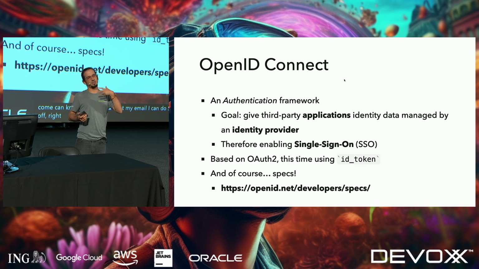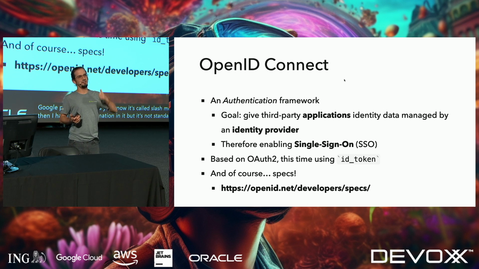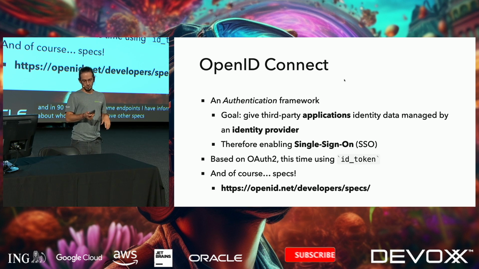I can have a special resource on my Google Photos called /me, and then I have some information in it, but it's not standard. Whereas OpenID has a thing called ID tokens, and in ID tokens and in some endpoints, I have information about who this is. And we have other specs, which we're not going to go and see.